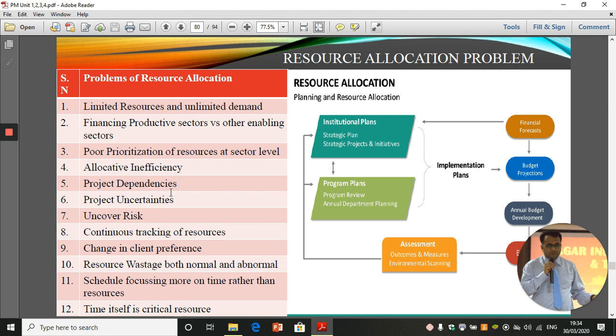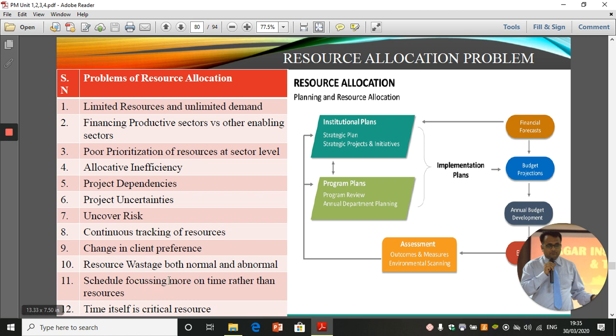Then project dependencies. On what all factors does the project depend? What are the resources on which the project depends? Project uncertainties. What are the uncertainties related to the project? Then uncovered risk. Continuous tracking of resources. Change in client preference. Resource wastage, both normal and abnormal. There can be resource wastage as well.